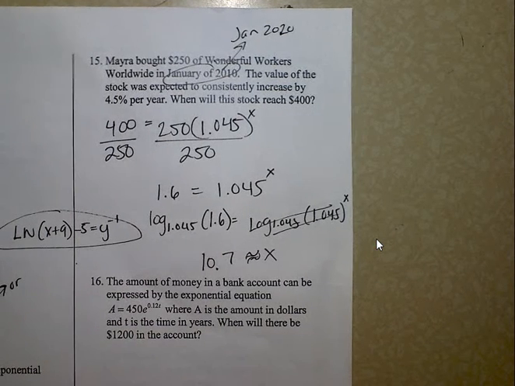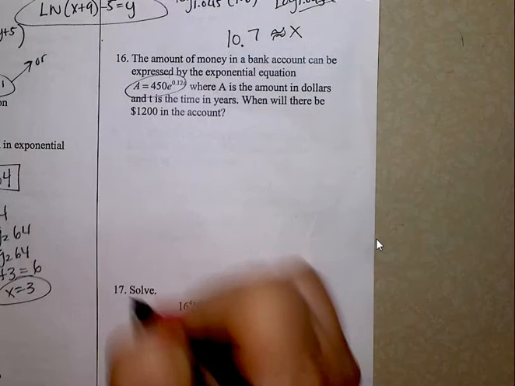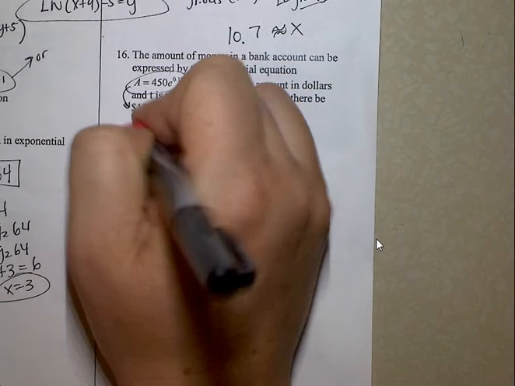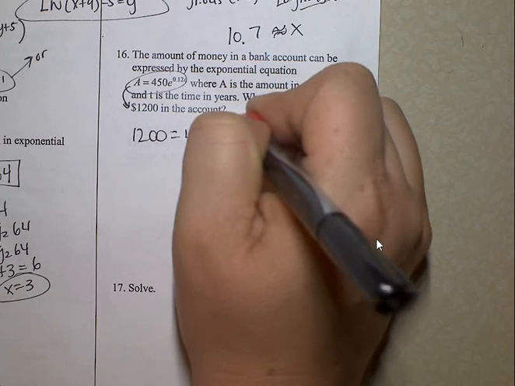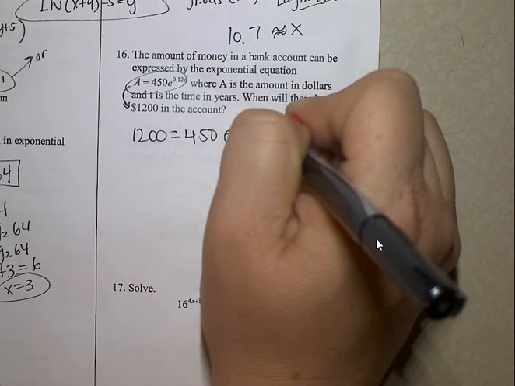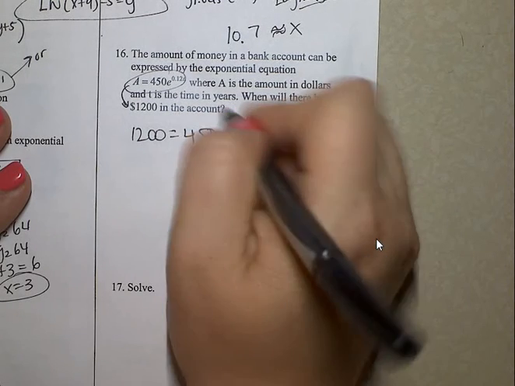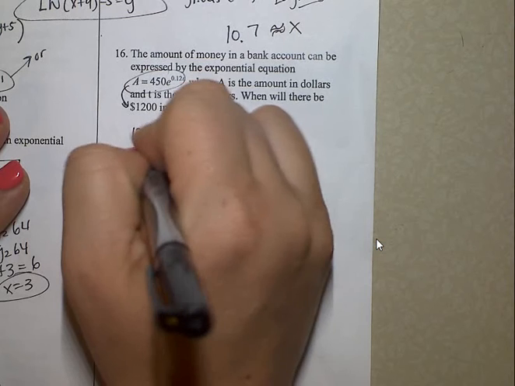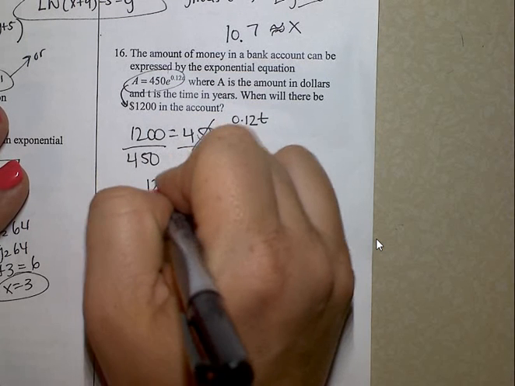Similar problem for number 16. It says that this equation expresses how much money you have in your bank account. And you want to know, when is that going to equal 1,200? So let's write 1,200 equals 450 times e raised to the 0.12t. So to solve this, let's start eliminating the outside. So get rid of the 450. Can you please take 1,200 and divide it by 450 to tell me, is it a nice decimal?